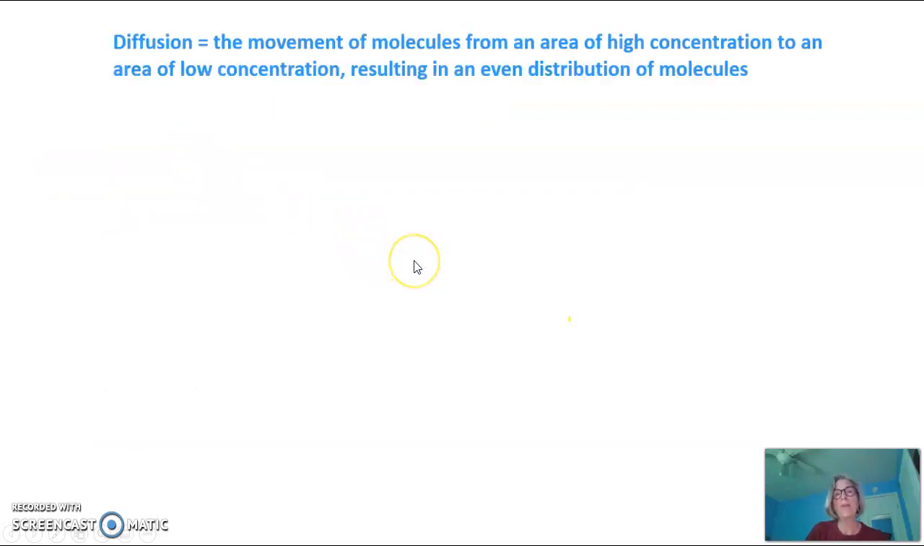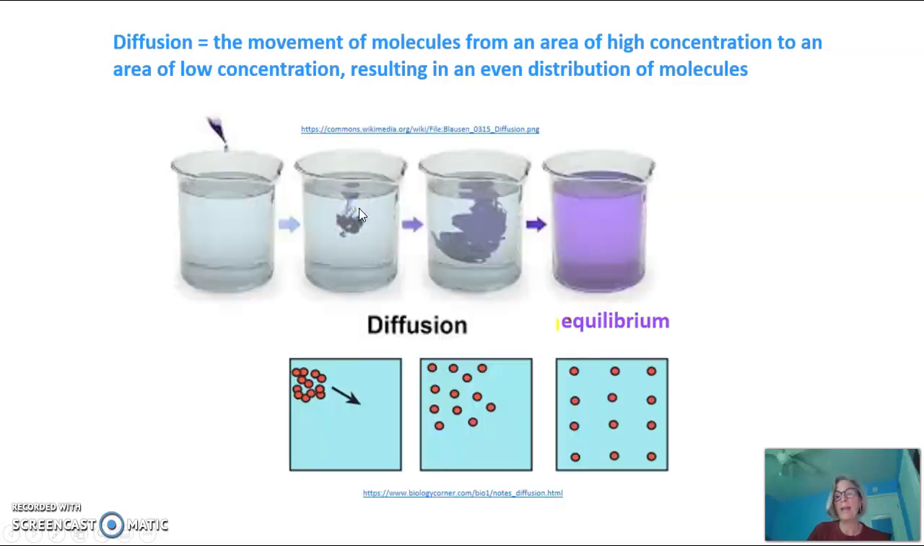So diffusion is the movement of molecules from an area of high concentration to an area of low concentration, resulting in an even distribution of molecules. And that's pictured here. So if we dropped some purple dye into this water, initially it starts out in a very high concentration where it was dropped into the water, and it slowly starts to spread out until there's an even concentration of dye throughout this entire beaker of water.